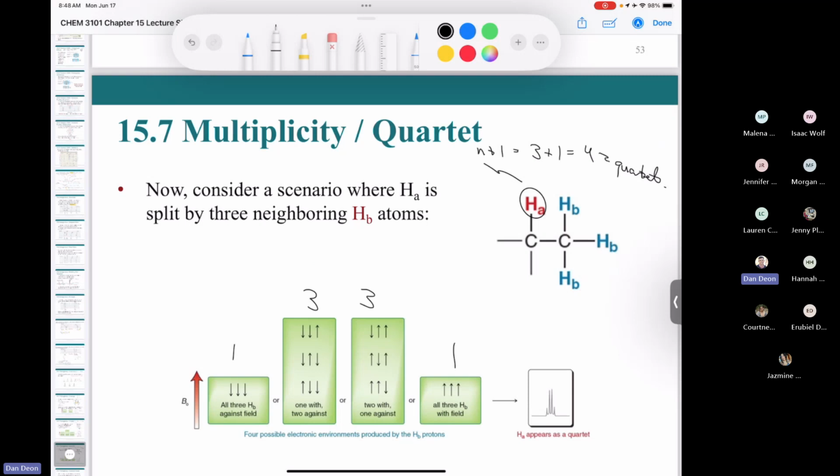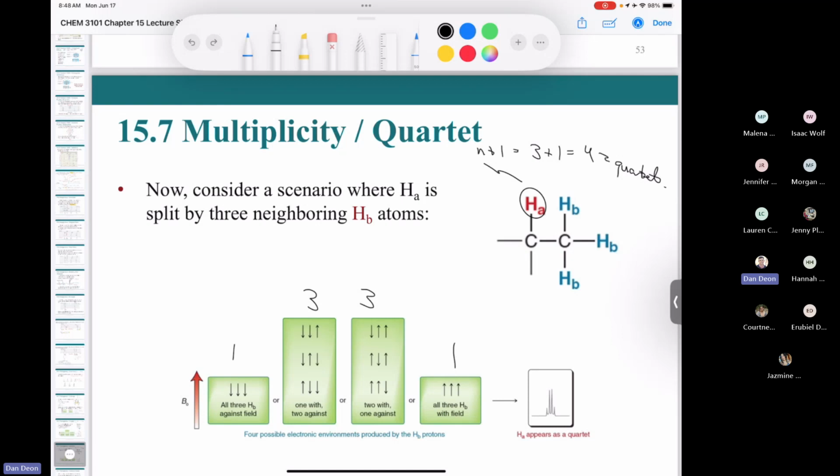But again, I'm never going to ask you to write this down and show all this rationale. What you need to know is neighbors plus 1. If I have 3 neighbors, 3 plus 1 gives me 4, so I get a quartet. Give me a thumbs up if you're even like 20% of the way with me on the N+1 rule. Neighbors, you look at the number of neighbors, and then you add 1, okay?